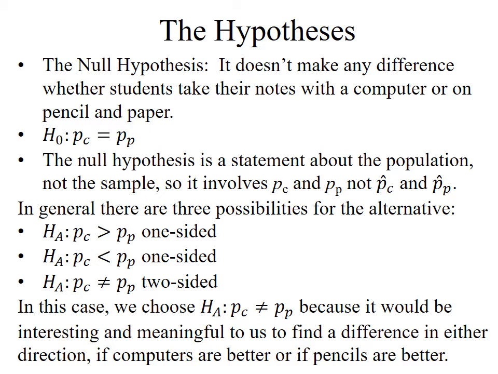It would be interesting to us if the difference went one way or the other. If it's better to take notes on computer, I want to know that. If it's better to take notes on pencil and paper, I want to know that too. Both of those would be meaningful, important results for me. So anything other than no difference at all would be useful, and we choose the alternative hypothesis that these two proportions are simply not equal to each other. So we'll do a two-sided test.